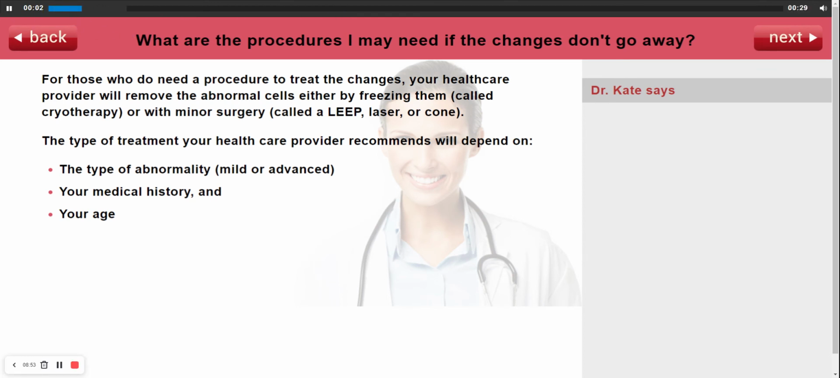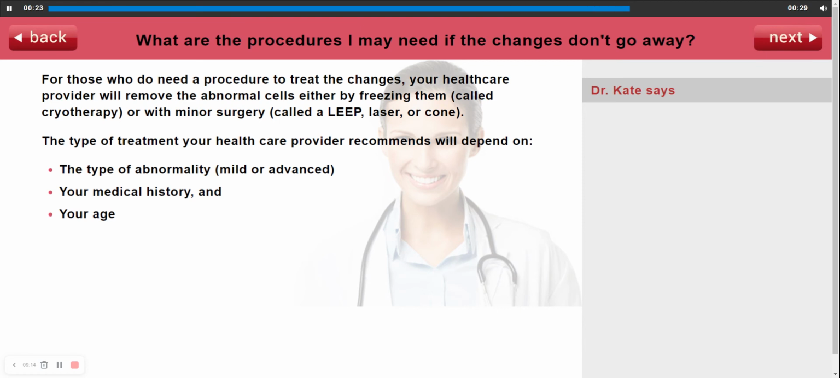What are the procedures I may need if the changes don't go away? For those who do need a procedure to treat the changes, your healthcare provider will remove the abnormal cells either by freezing them, called cryotherapy, or with minor surgery, called a LEEP, laser or cone. The type of treatment your healthcare provider recommends will depend on the type of abnormality, mild or advanced, your medical history, and your age.